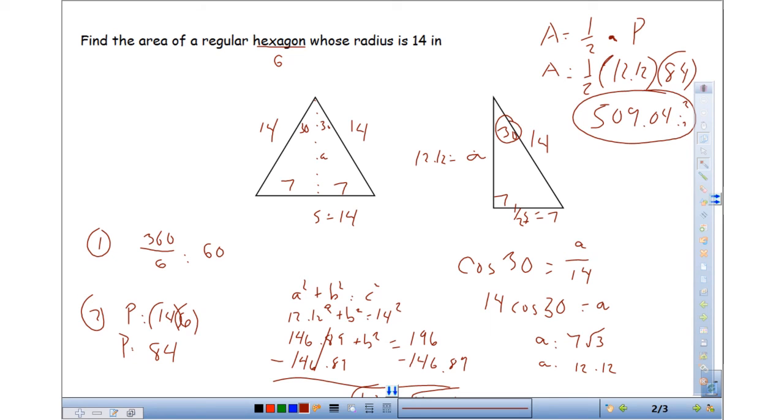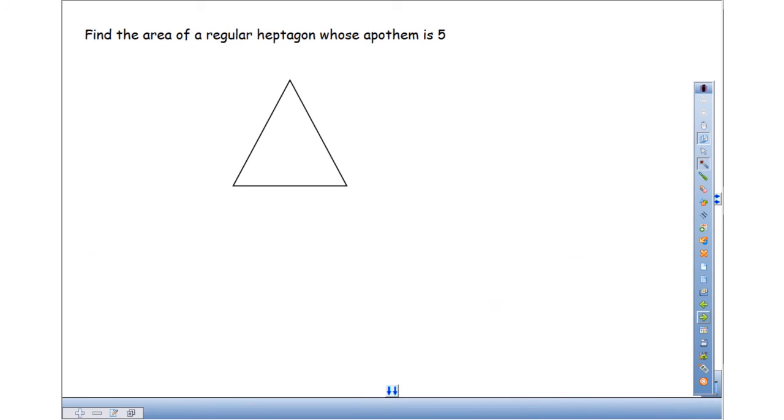Okay. All right, so we did one problem where we had the side length. We did one problem where we have the radius. Now we'll do a problem where we have the apothem. So we're going to find the area of a regular heptagon. Heptagon has 7 sides, whose apothem is 5.